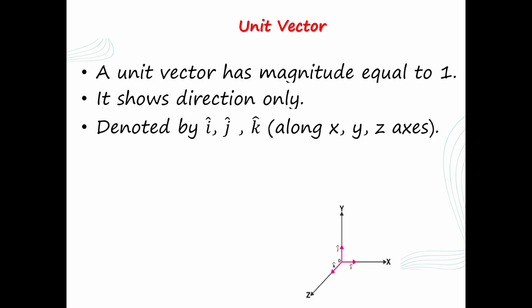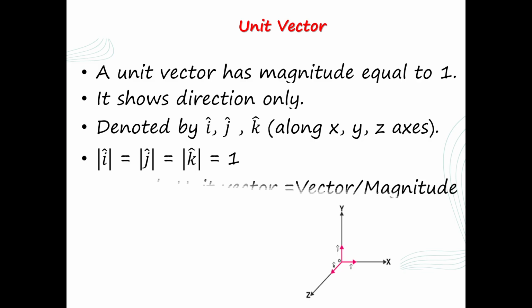Unit vectors along x, y and z axis of a rectangular coordinate system are denoted by i cap, j cap and k cap respectively, as shown in this given figure. Since these are unit vectors, mod of i cap is equal to mod of j cap equal to mod of k cap, and these are equal to 1.